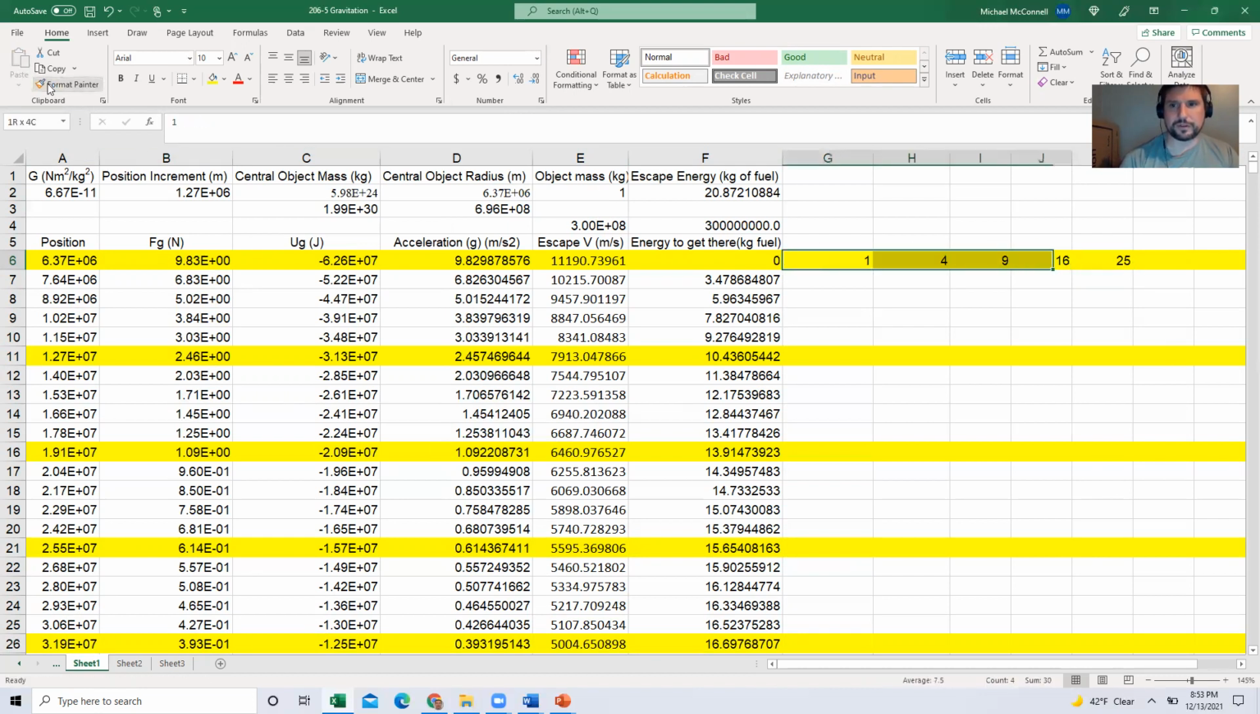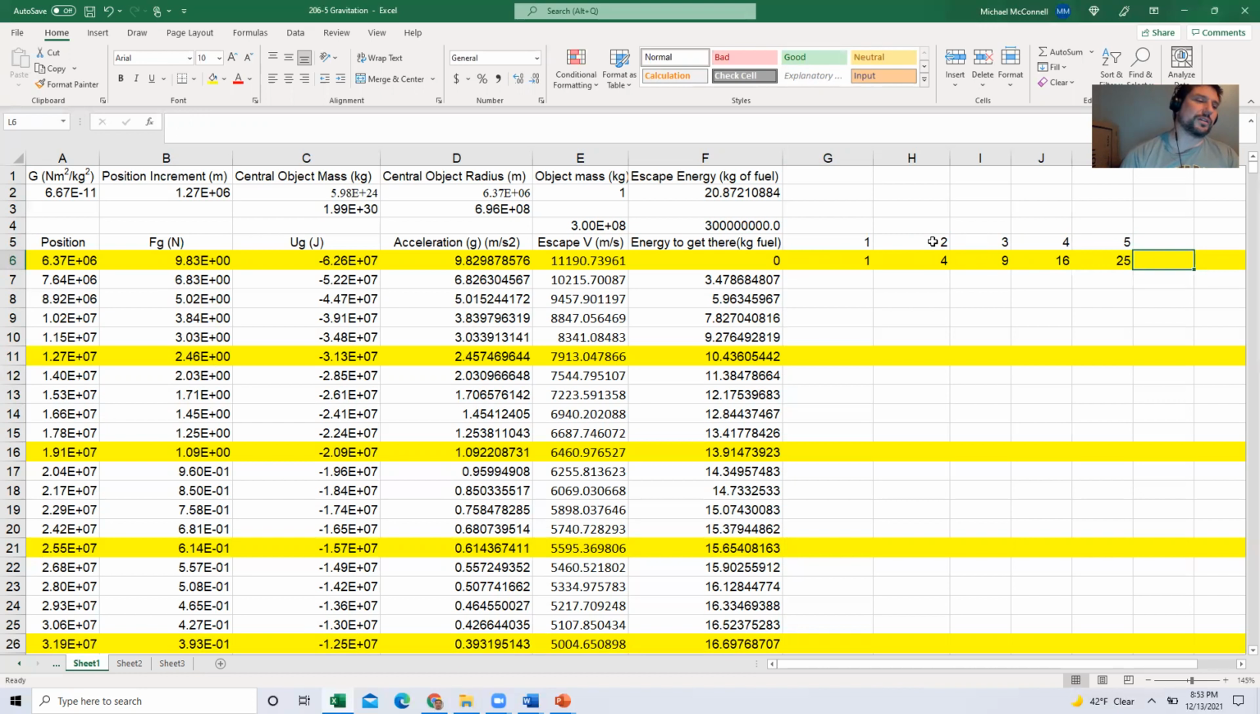All right, so this gives you the factor by which the force of gravity decreases as you are 1, 2, 3, 4, and 5 Earth radii from the center of the Earth. The force of gravity goes down by a factor of 1, 4, 9, 16, and 25. It goes down by the square of the distance away from the Earth.